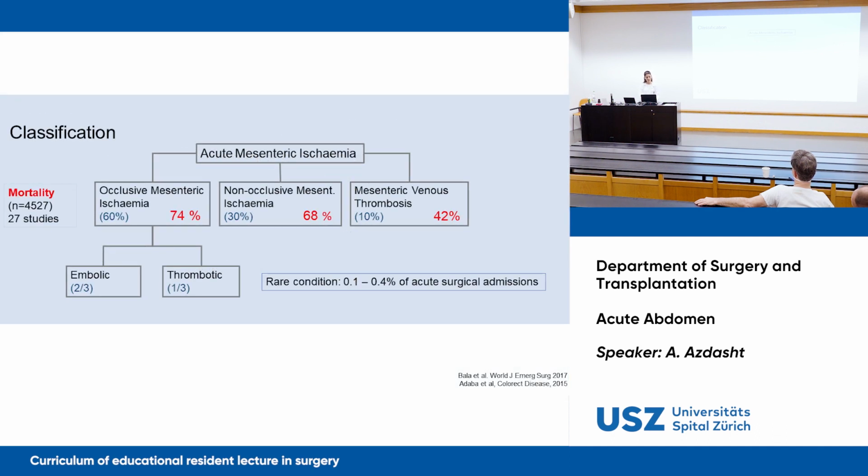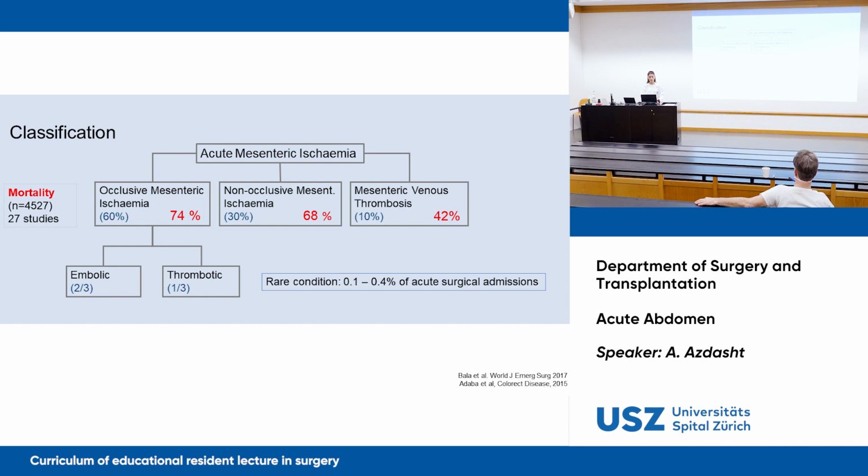There are different risk factors of a mesenteric ischemia. On the one hand, you have the occlusive mesenteric ischemia that counts for 60% of all total cases. They can be embolic, for example, if the patient suffers from a valvular heart disease or atrial fibrillation, or it can be thrombotic due to generalized atherosclerosis.